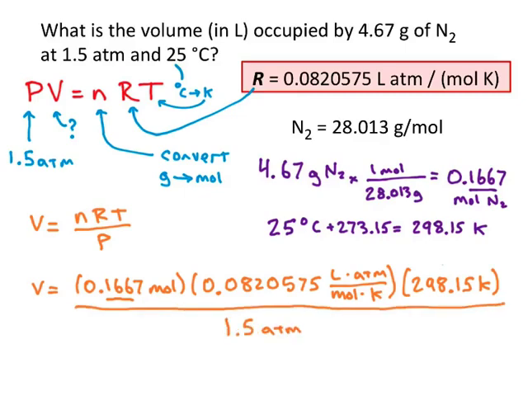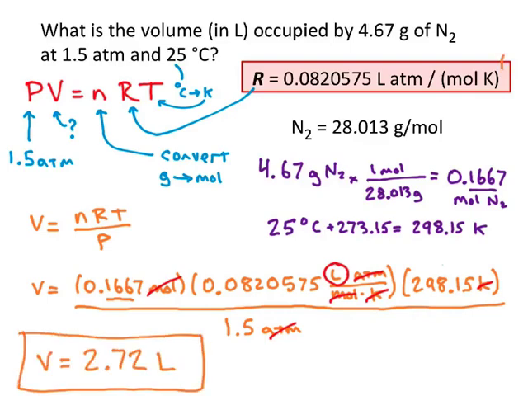Now, please, please, please write the units in when you do this math, and then double check that your units actually cancel. This way you can catch if there are errors in your equation. You want to know that before you put the final answer down. So here the moles cancel, the atmospheres cancel, the Kelvin cancels, and we're just left with liters. Perfect, because we want liters, so that's great. You do the math, you get 2.72 liters, and now you've solved this problem.